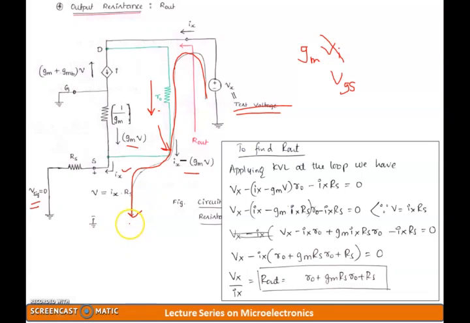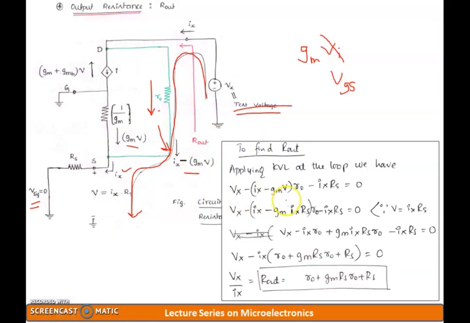Again, the sign convention I am going to leave as a comfort to the students in the way they wish to take, because some may take the negative first and then positive next, and some may take positive first and negative next. It all depends on the way they traverse the loop, but this is the concept that I usually prefer to follow. That is Vx minus R0 times Ix minus gm into V minus Ix into Rs.